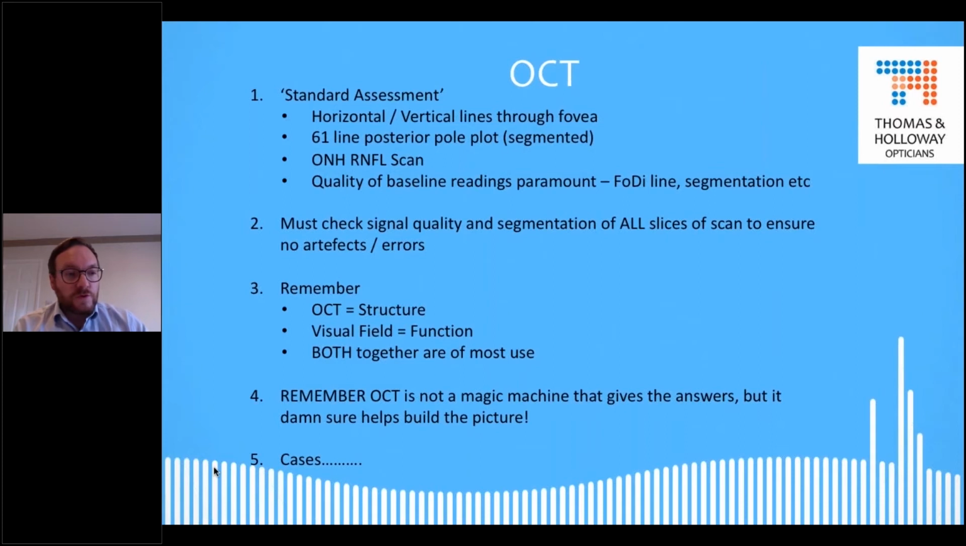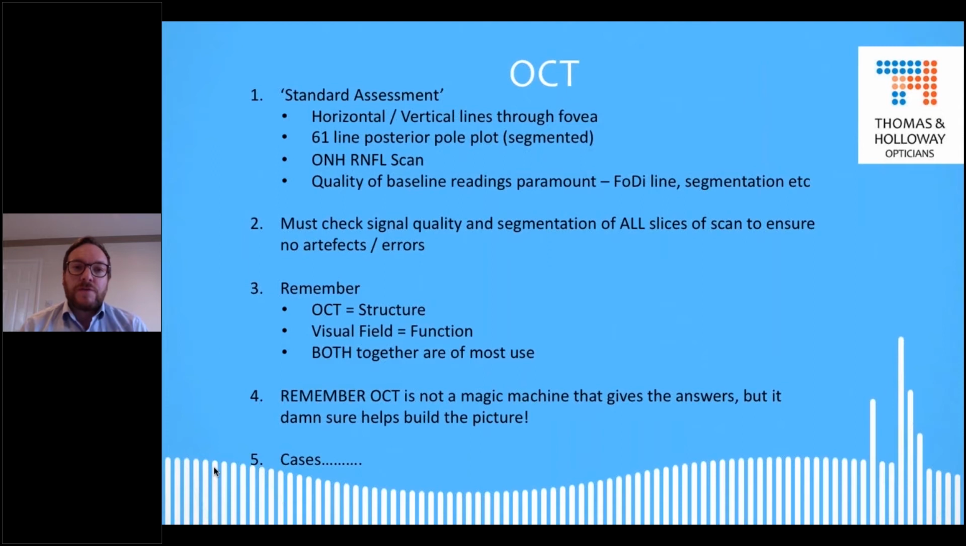So moving on to OCT, as that's really the focus of this evening, a standard assessment for somebody with glaucoma is going to involve doing three particular things. One is a horizontal vertical high resolution scan through the fovea. The second is the 61 line posterior pole plot, which can then be segmented and from which you can strip out, not only look at your B scans, but you can strip out overall retinal thickness, ganglion cell thickness, and look at change over time.